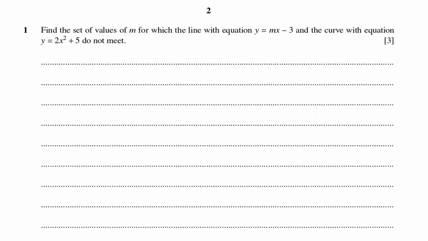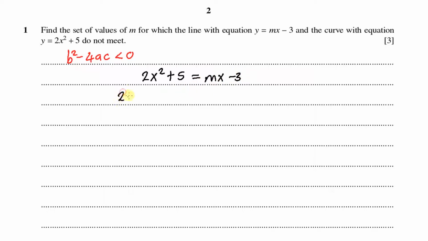So right here, we are talking about the intersection between a line and a curve. And we know that if a line and a curve do not meet, then the discriminant, that's b squared minus 4ac, should be less than 0. So here, we're going to combine the two equations. The first equation is y is equal to 2x squared plus 5, and we're going to say it's equal to the second equation, which is y is equal to mx minus 3. So I'm going to bring everything to one side.